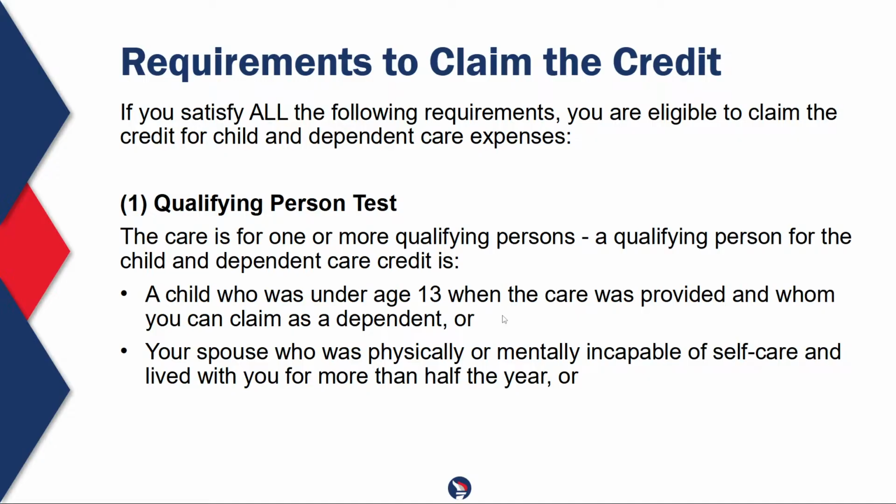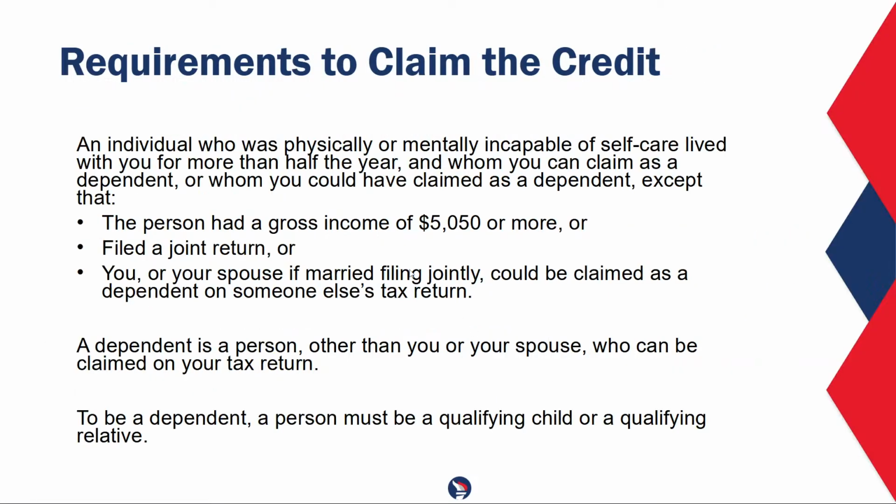August. If they continue to go on, you can't, unless they're physically or mentally incapable of self-care and lived with you for more than half the year. This is a person who is mentally or physically incapable of self-care, lived with you for more than half the year, whom you can claim as a dependent, or whom you could have claimed except they made too much money, had filed a joint return, or you or your spouse are married filing jointly, or can be claimed as a dependent in somebody else's return. The dependent is a person other than you or your spouse who can be claimed on your tax return.